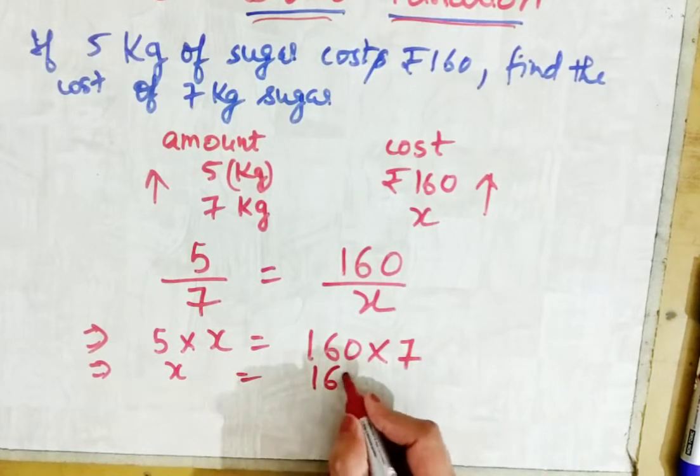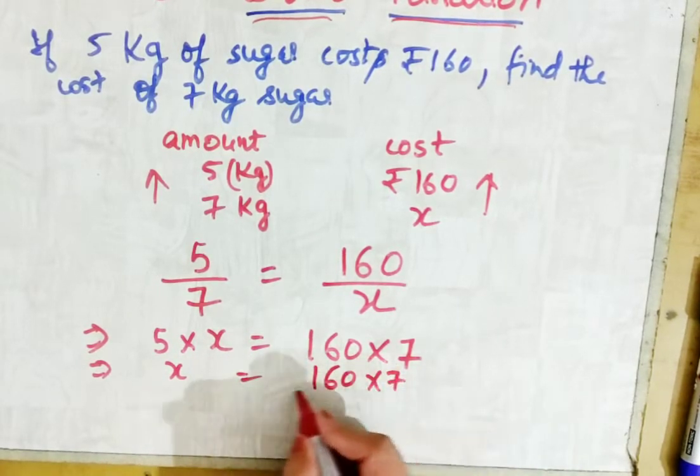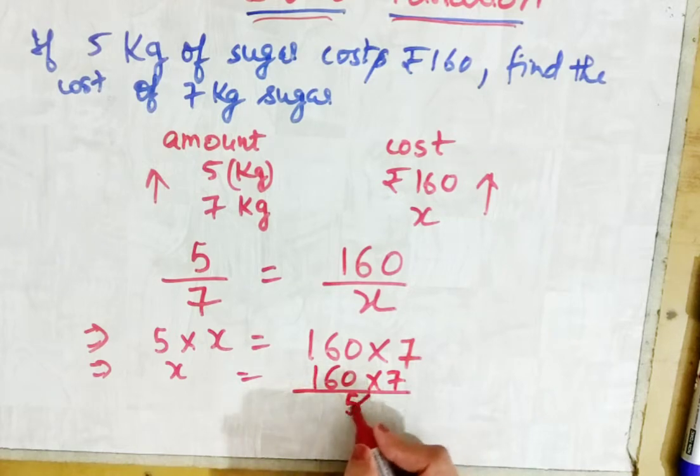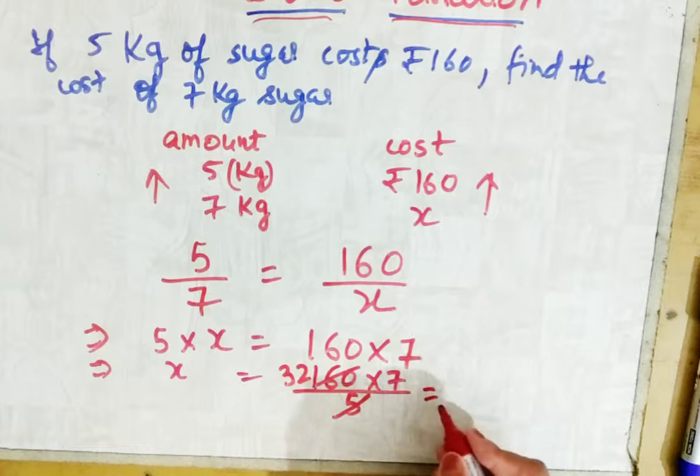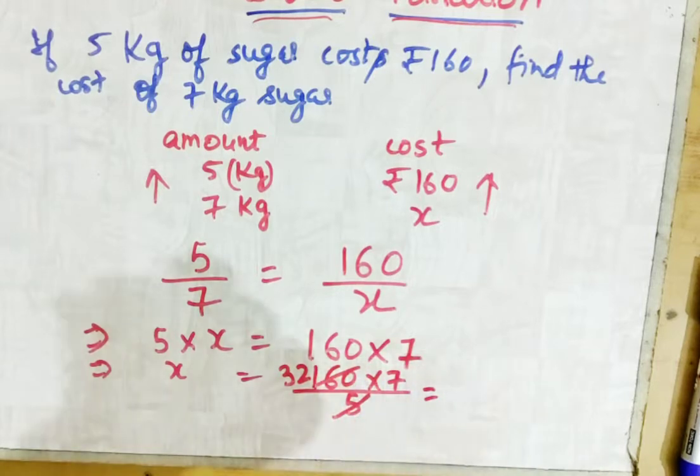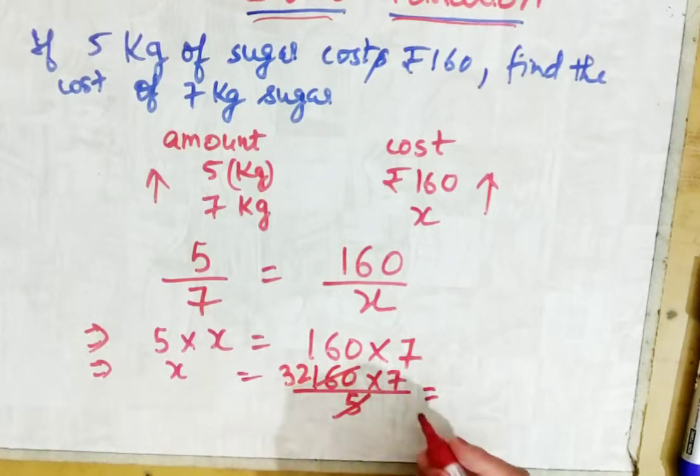That implies the value of X is 160 into 7 upon 5. Now let us cancel it. 5 3 times 15, 5 2 times 10. What is the price now? 32 into 7 is how much?